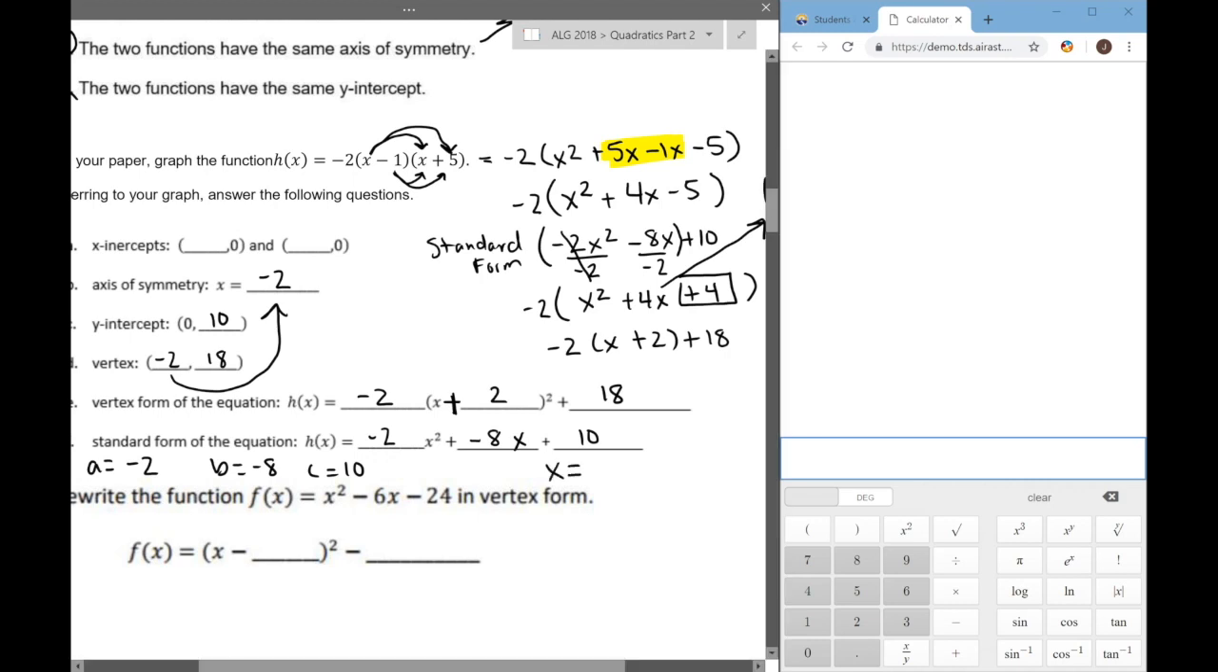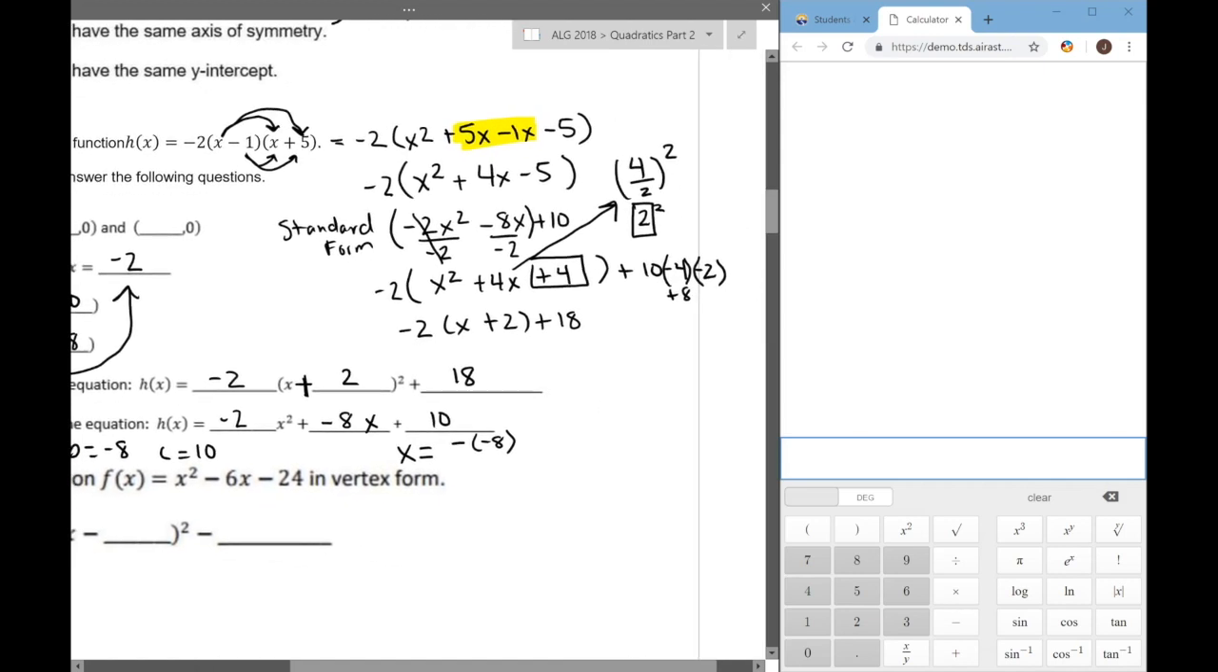x equals negative, and your B is negative 8. Then it's going to be plus or minus the square root of B squared. B squared is negative 8 squared minus 4 times A, which is negative 2, times C, which is 10. Close that, and it's going to be all over 2 times negative 2.